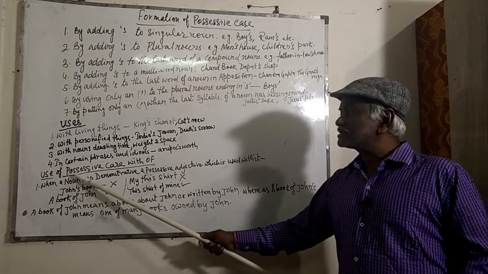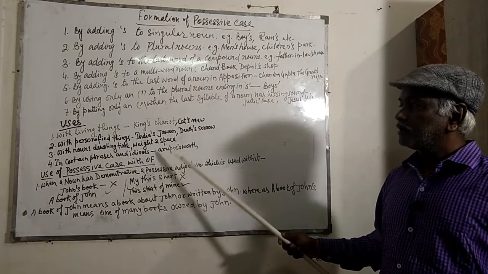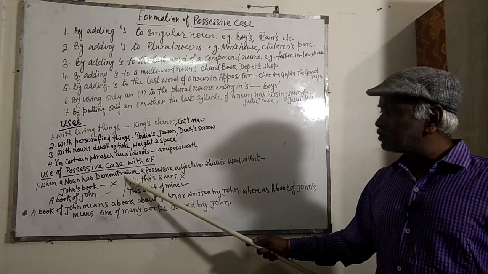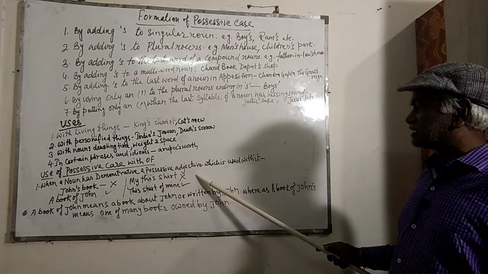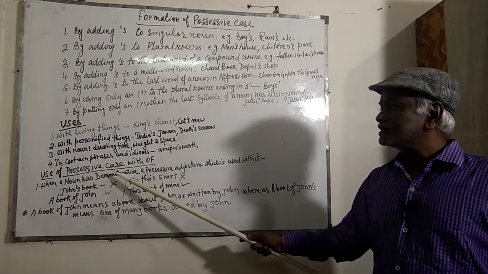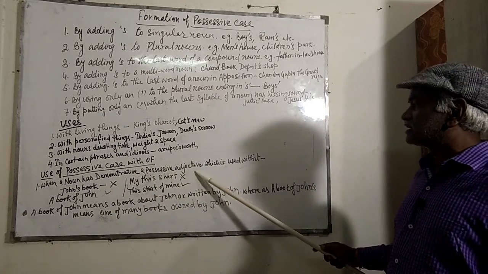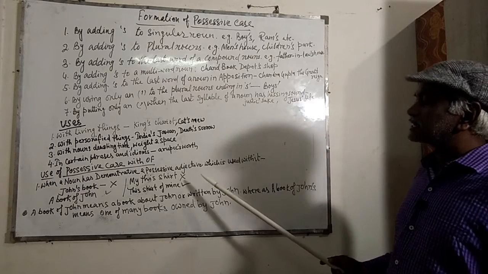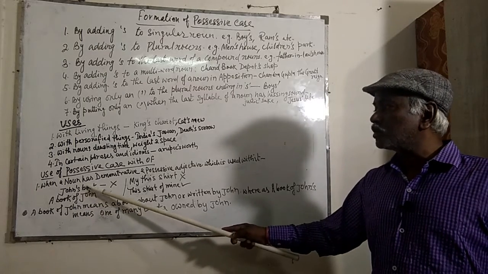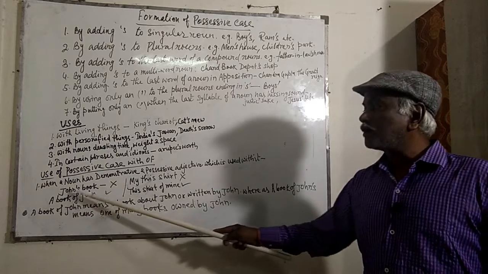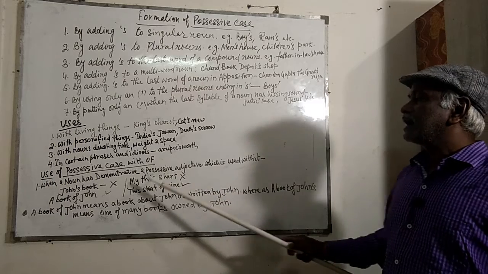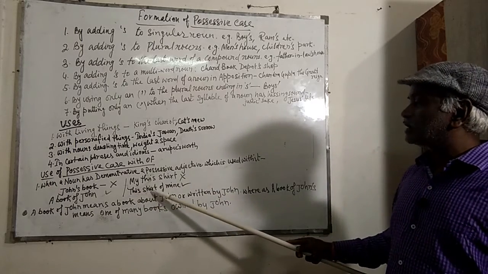Next one is uses of possessive case with of. We use possessive case with of when a noun has demonstrative and possessive adjectives used with it. Mark here, when a noun has a demonstrative or possessive adjective used with it, at that time of is used. For example, when we say John's book, it is incorrect. A book of John is correct. This shirt is incorrect, and its correct form is this shirt of mine.